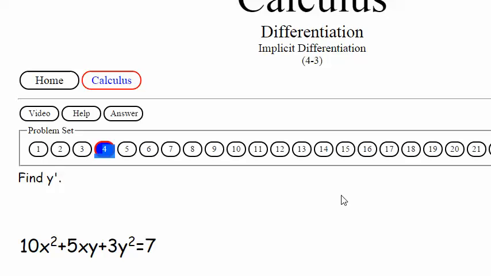So let's do that. We've got 10x squared plus 5xy plus 3y squared is equal to 7. The reason I don't pause the video and just go straight to the whiteboard is because I'm hoping that you're going to write that down. It really helps to learn this stuff if you just write everything down.